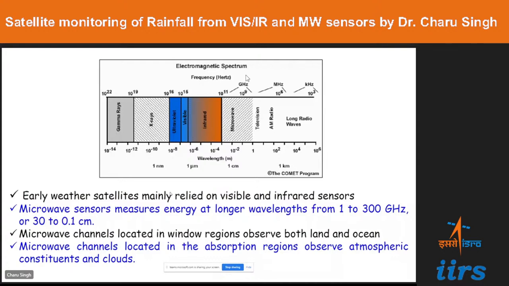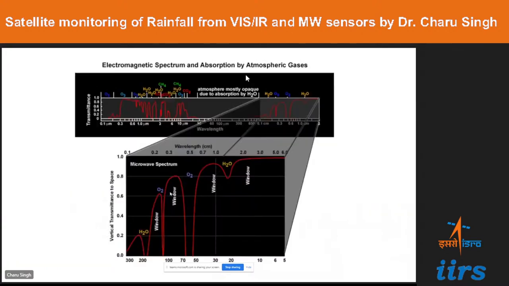Microwave channels located in window regions observe both land and oceans. The channels which are located in the absorption regions observe the atmospheric constituents and clouds. So we use these wavelengths for the estimation of rainfall from the passive microwave sensors. Here the absorption bands are shown in the electromagnetic spectrum, and absorption by atmospheric gases for the microwave region.